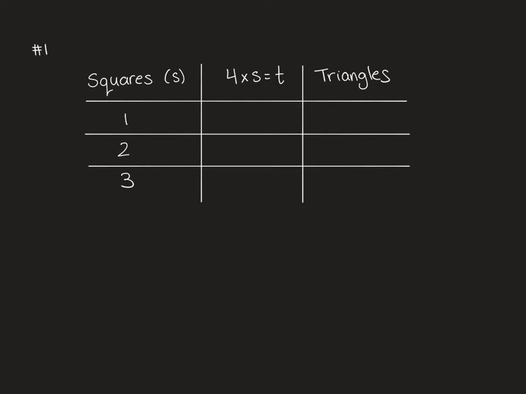For question 1, they're going to give you a chart and you will need to fill in the rest of it. So they will give you your squares, they will give you a formula, and they'll have a column for triangles. So your job is to fill it out. So if we look at this formula, 4 times squares equals triangles. So for each of these, we're going to have the parts that are not the variables will stay the same. So it'll always go 4 times something equals something.